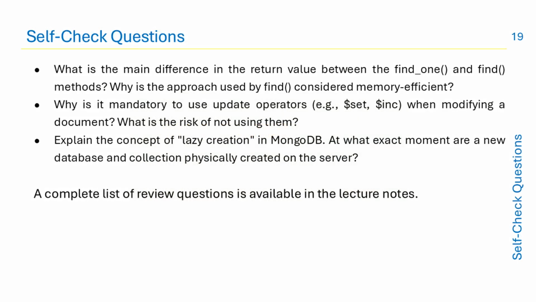To help solidify what we've learned today, let's go over a few key questions. First, think about the difference between find one and find. Remember, find one returns either a single document or none, while find returns a cursor object. The cursor is memory efficient because it doesn't load all the matching documents into your application's memory at once. Second, the update operators. We must use them to tell MongoDB precisely how to change a document. If we didn't, the default behavior would be to completely replace the existing document, which would likely cause unintended data loss. And third, lazy creation.